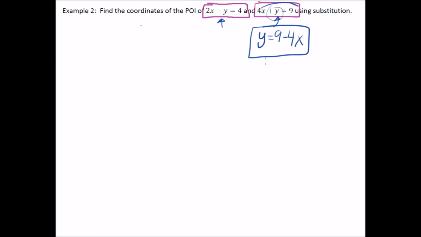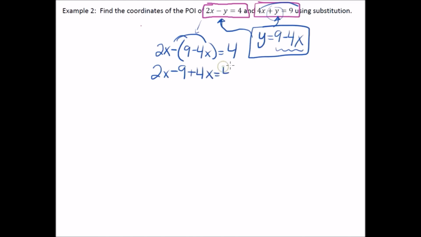Okay, so now we have an expression for y. I'm going to sub this expression, 9 minus 4x, right into where the y is in the first equation. So we can bring this down. 2x minus, and then what's y? 9 minus 4x equals 4. Okay, don't forget that this negative sign distributes into both terms in the bracket. So we have negative 9, and then it's going to be plus 4x.